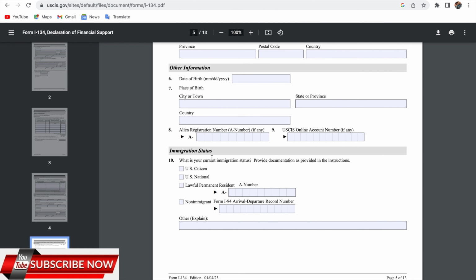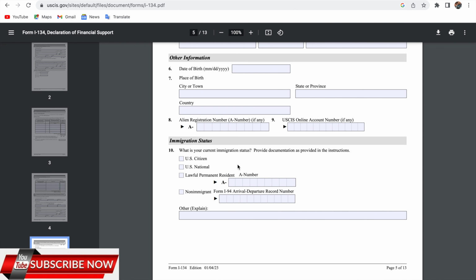And the immigration status: what is your current immigration status? Provide documentation as provided in the instructions. So the person sponsoring, if the person is a US citizen, a US national, or a lawful permanent resident. If you're a US citizen, you just click on US citizen over there, and you put that person's alien number. It's on their naturalization certificate. You just put it over there. It's very simple.